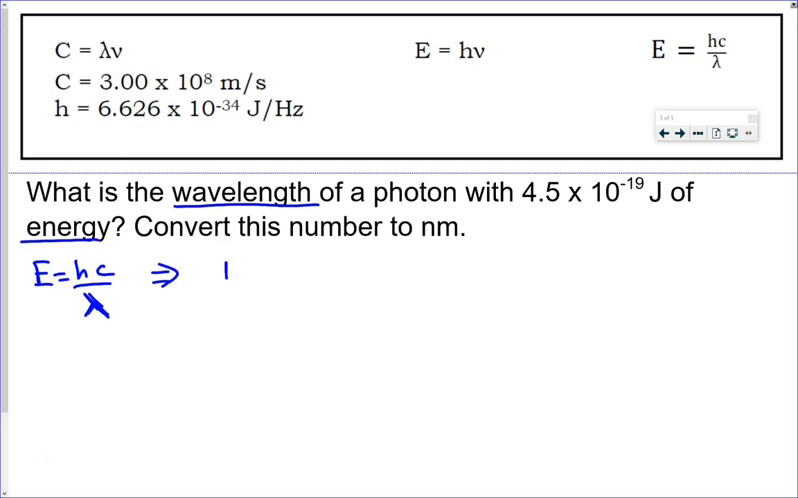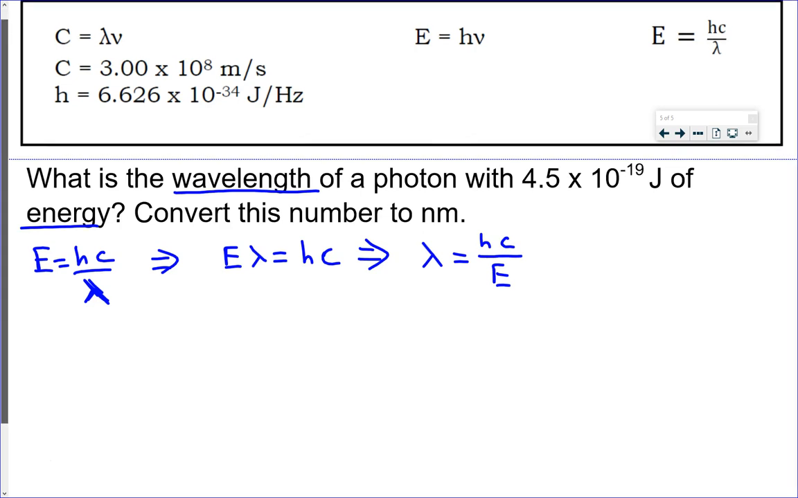And so what we get from this is that E lambda equals hc. Now you could just plug it in directly there and it'd be a little bit easier, or you can go all the way and solve completely for lambda. That's what I'm going to do, and I'm going to say lambda then equals hc over E. So now I've just rearranged that equation algebraically to be a little bit better suited for our case here where we're trying to find the wavelength.